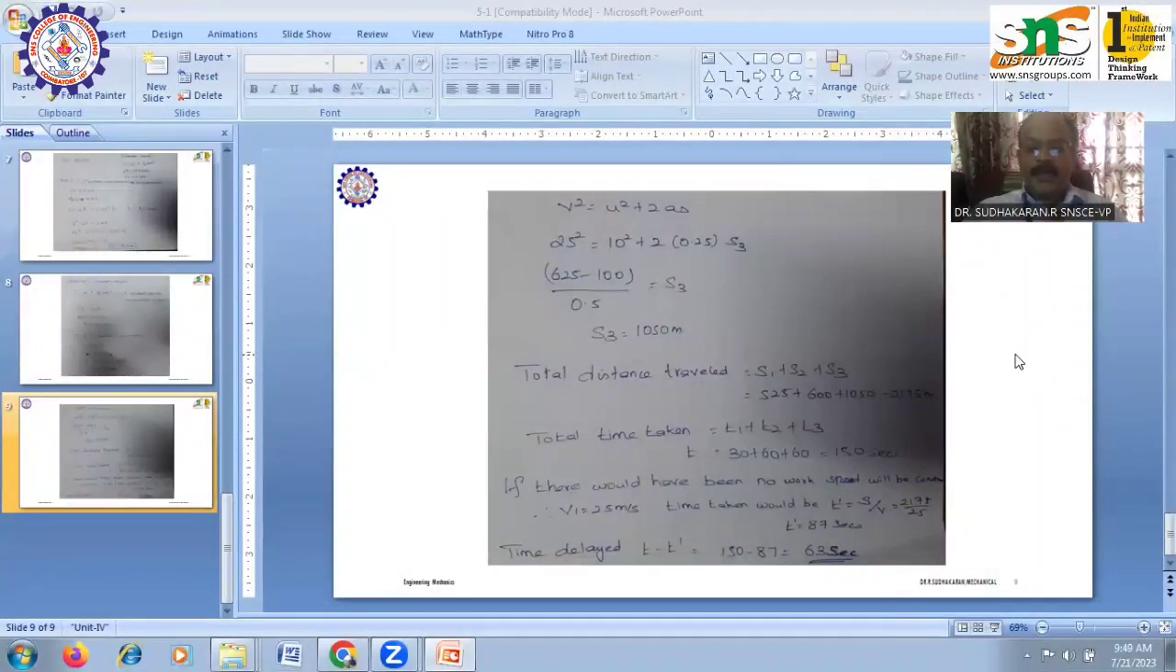And for the total time taken, during the 525 meters it has taken 30 seconds, during 600 meters it has taken 60 seconds, and during 1050 meters it has taken 60 seconds. The total time is 150 seconds. If there had been no work in progress, then with v1 equal to 25, the time taken would be 87 seconds. So the time delay is 150 minus 87, which is 63 seconds. So if there were no work in progress, there would not be a delay of 63 seconds to cover the distance. Hope you understood this particular problem.